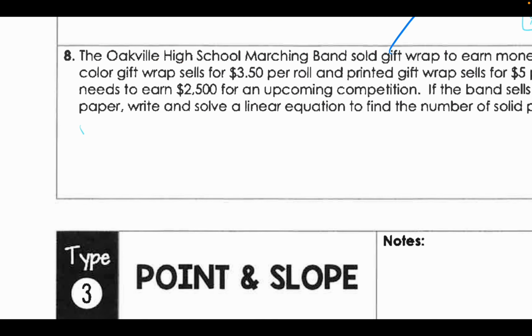So once again, identifying our variables, x and y, where x would be one of our types of paper and y is the other. So x could be the number of solid paper rolls that were sold, and y could be the number of printed paper rolls that were sold. And so our equation here would be 3.5x, $3.50 for a solid paper roll, whereas the printed paper rolls are $5 each, so it's 5y. And that's going to equal $2,500 that the band needs to earn for their upcoming competition.